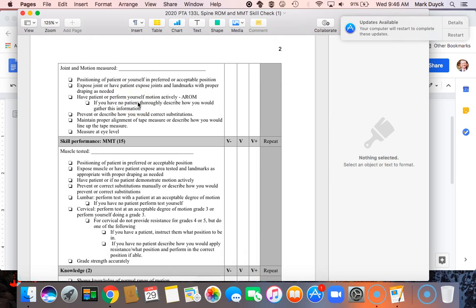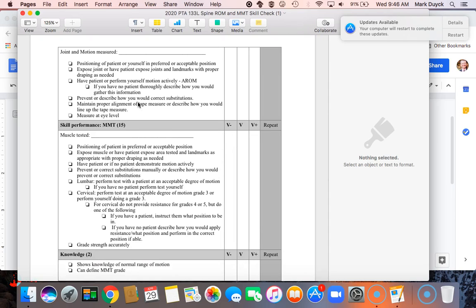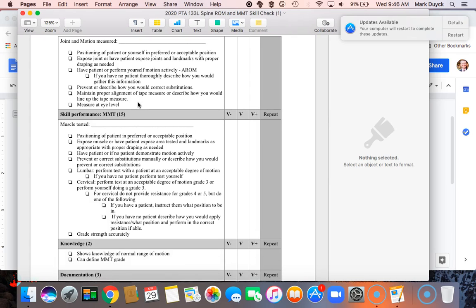So you're going to do active range of motion. Either have your patient or yourself go through that motion in the correct position. You're going to describe how you would gather this information if you don't have a patient. You know, I would have the patient do this. You're just going to verbalize, right? It's like you're teaching somebody how to gather range of motion. It's like a little teaching video, right? If you're doing this with yourself, you're mimicking the patient.